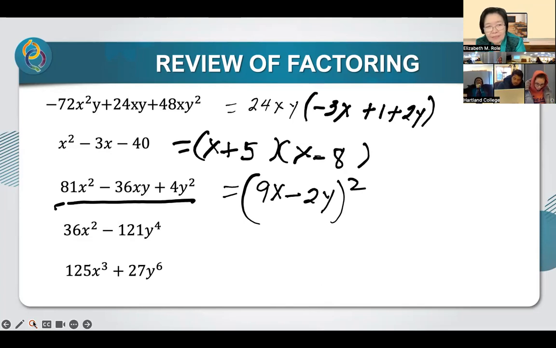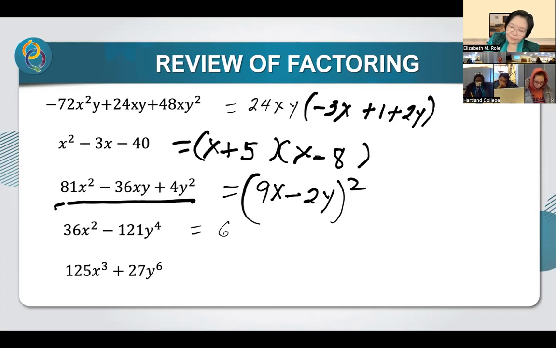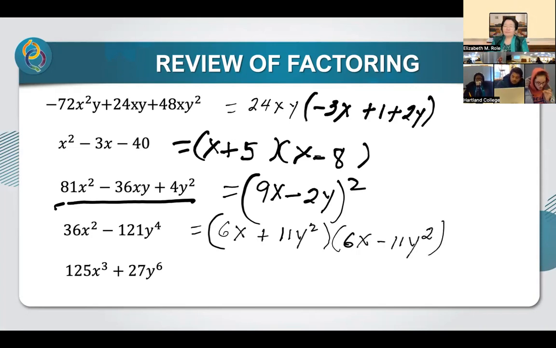You ask yourself, is the first term a perfect square? Yes. Second term, is it also a perfect square? Yes. Therefore we call this difference of squares. And I think you know what to do. Extract the root of the first term. Extract the root of the second term. Put a plus in one factor, repeat it, and the other one will have a minus. So, difference of two squares.